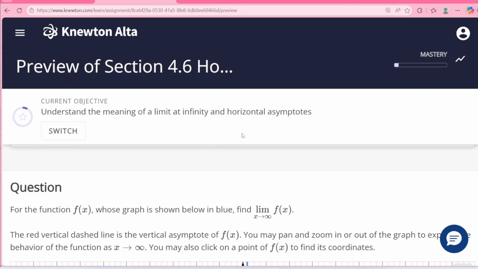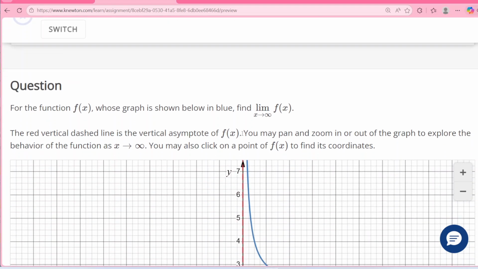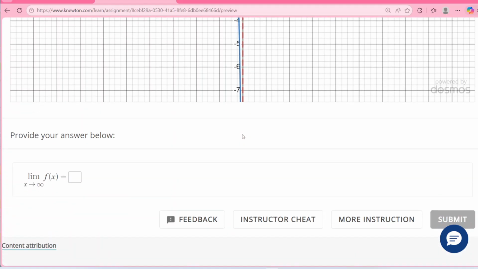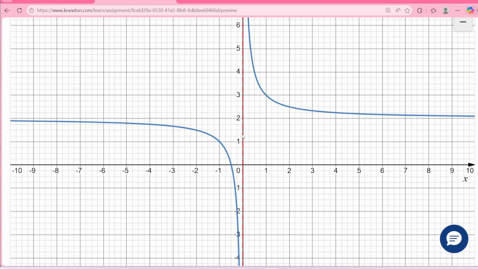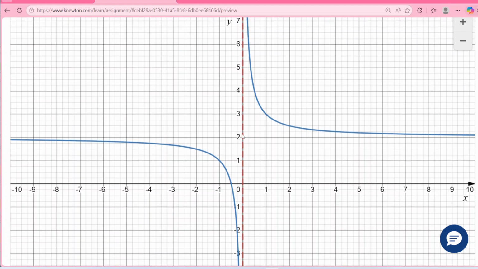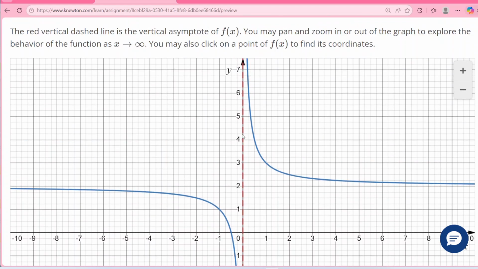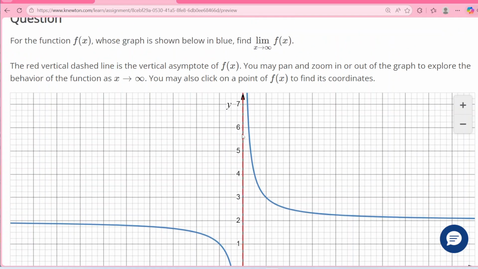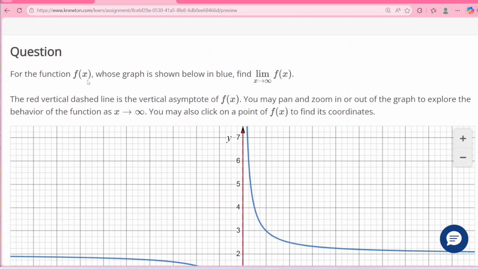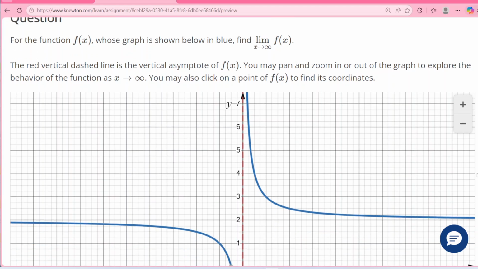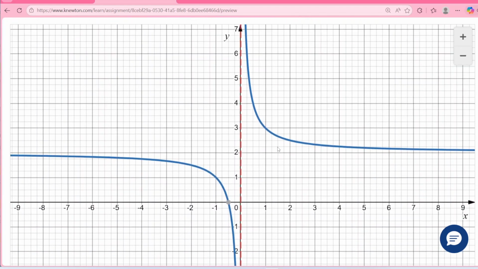All right, so back to limit at infinity. This is another one where we're just given a graph. So can you tell from the graph what the limits at infinity are? So here for the function f of x, whose graph is shown below in blue, find the limit as x approaches positive infinity. It says you may zoom in, explore the graph. This is through Desmos here actually.